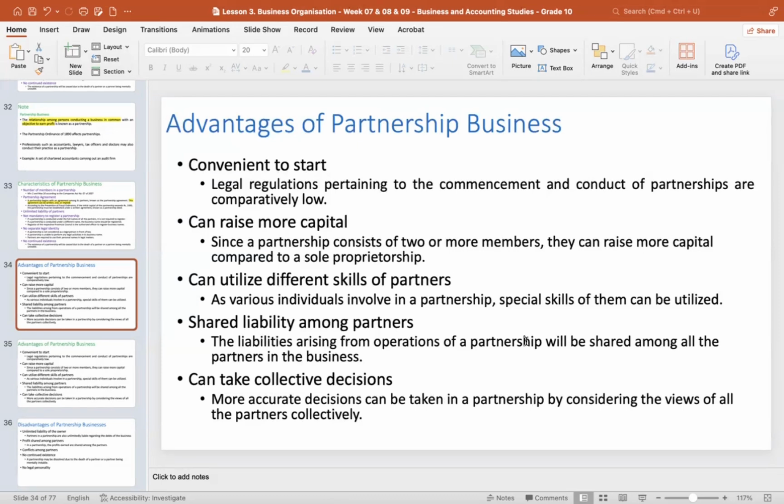But here you can share the liability among partners. Okay. Then can take collective decisions.